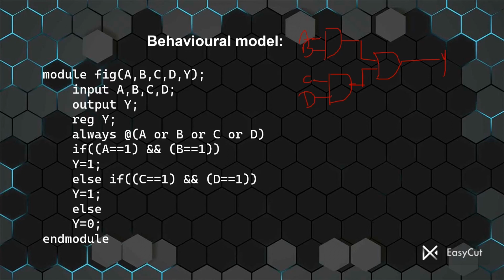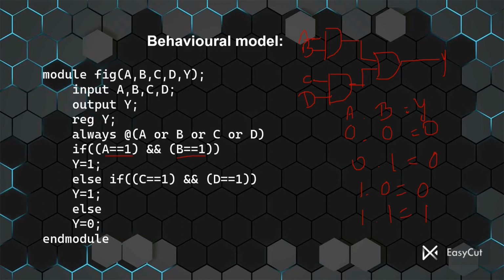Here, we know that for an AND gate, if any of the inputs is 0, then the output will be 0. If the combination is 0 0, the output will be 0. If the combination is 0 1, the output will be 0. If the combination is 1 0, the output will be 0. If both the inputs are 1, then only the output will be 1. So by writing it in an if statement: if A equal to 1 and B equal to 1, then the Y value will be 1.